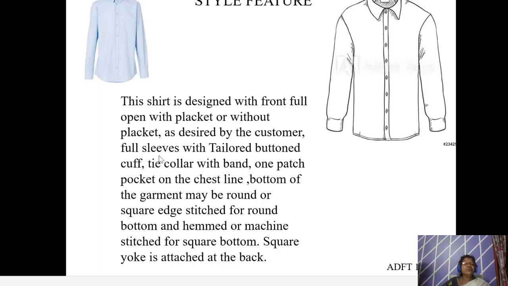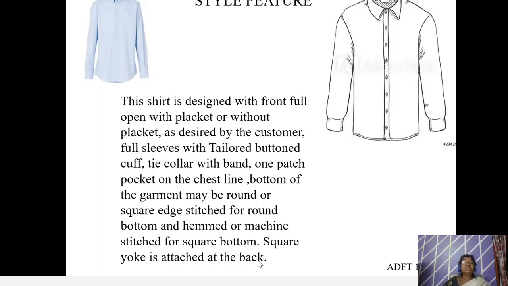It is stitched with full sleeves, tailored buttoned cuff, tie collar with neckband, and one patch pocket on the chest line. The bottom of the garment may be round or square edge. For a round bottom, you have to fold a double fold. If it is a square bottom, you can do hemming or stitch a machine seam. For a square bottom, a square yoke is attached at the back.